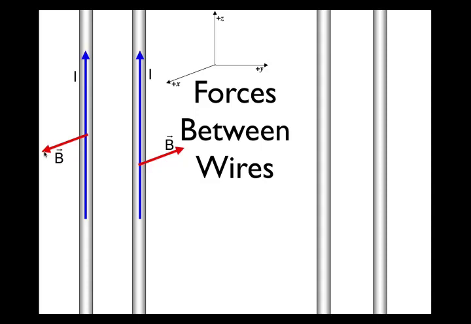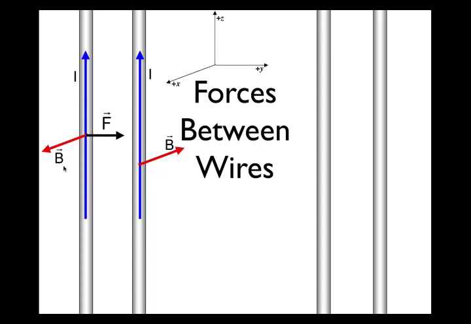By the time those fingers encounter the plane of the screen, they're pointing into the screen, and so the magnetic field there points into the screen, or in the perspective here, the negative X direction. Now we can think about forces due to those magnetic fields, and so if I look at the left-hand wire, the charge is moving in the upward direction.